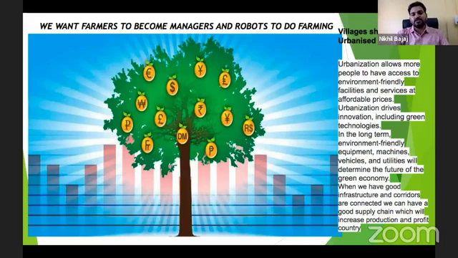Agriculture engineering also teaches us about agriculture economics, which means that we want farmers to become managers and robots to do the farming. Now, this will happen only when the villages become urbanized. This urbanization means that if the farmers get good infrastructure, good roads, and are connected to good corridors, then the farmers can get a good supply chain, and thus they can increase the agricultural production and get the country good fruits in the form of exporting to various different countries.